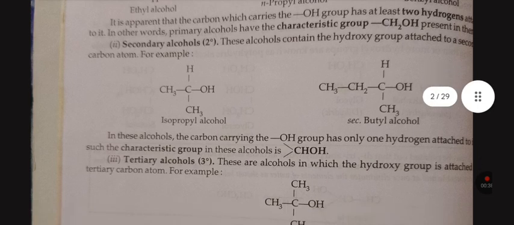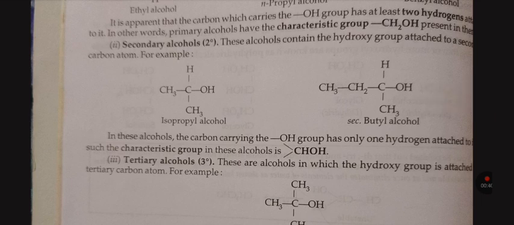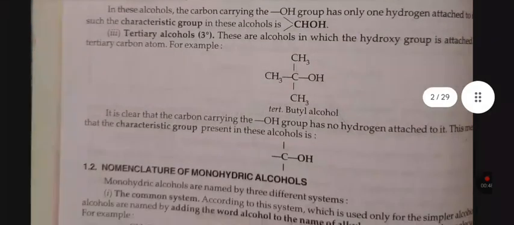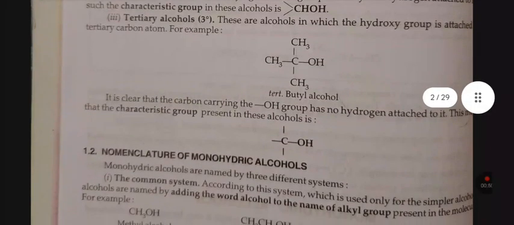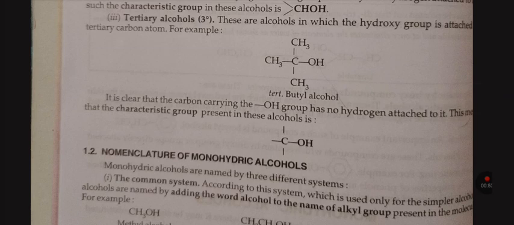Secondary alcohols. These are alcohols containing the hydroxyl group attached to a secondary carbon atom. For example, isopropyl alcohol. Tertiary alcohols. These are alcohols in which the hydroxyl group is attached to a tertiary carbon atom. For example, tert-butyl alcohol. It is clear that the carbon carrying the OH group has no hydrogen attached to it.